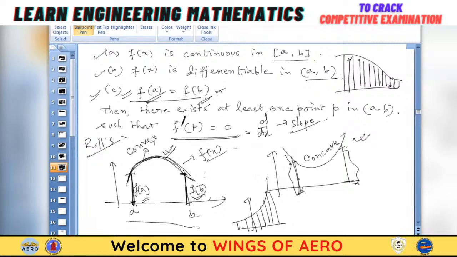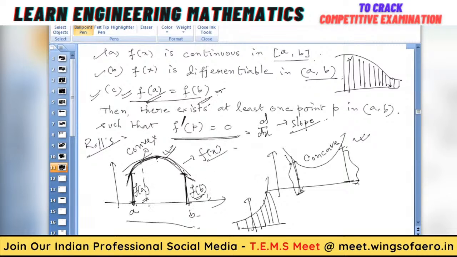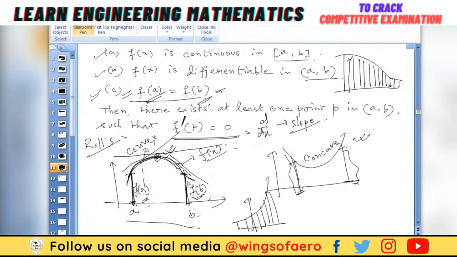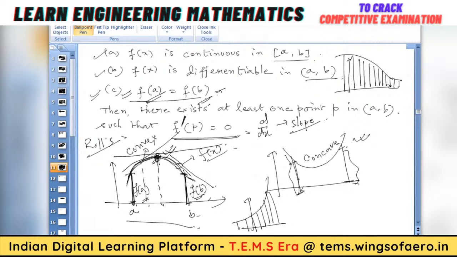It means the point at which the tangent becomes parallel to the x-axis, isn't it? So look at this function. If I consider this point, the tangent is here. If I consider this point, the tangent is here. If I consider this point, the tangent is here. So at which point does the tangent become parallel? At this point, and you can easily see this point is the maximum value of this function.